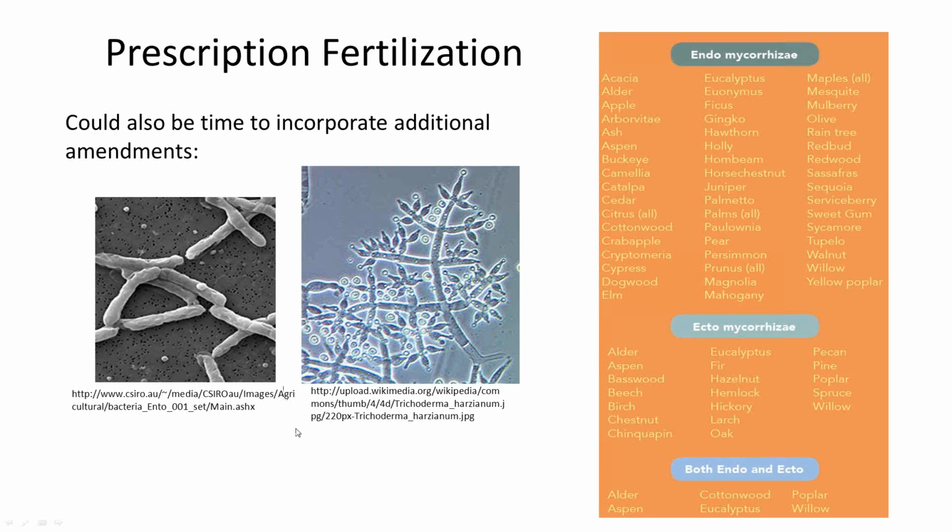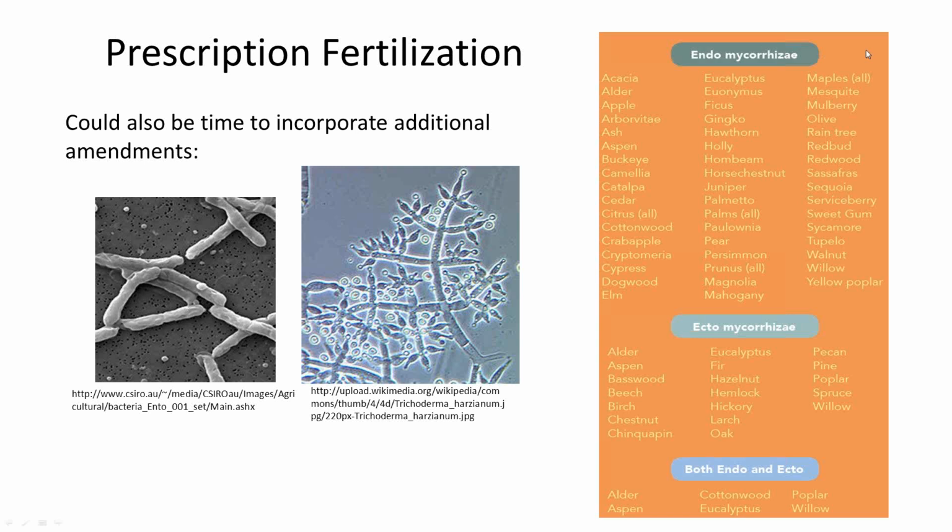This might be also a time some people would like to apply these antagonistic fungi. Specifically, the Trichoderma genus of fungi have been shown to be antagonistic to many pathogenic fungi. So this would be a time some people might try to apply these. With prescription fertilization, this is often a time where people also want to provide mycorrhizal fungi into the soil to try to build that mycorrhizal symbiosis that, of course, is between a fungi and a plant root.